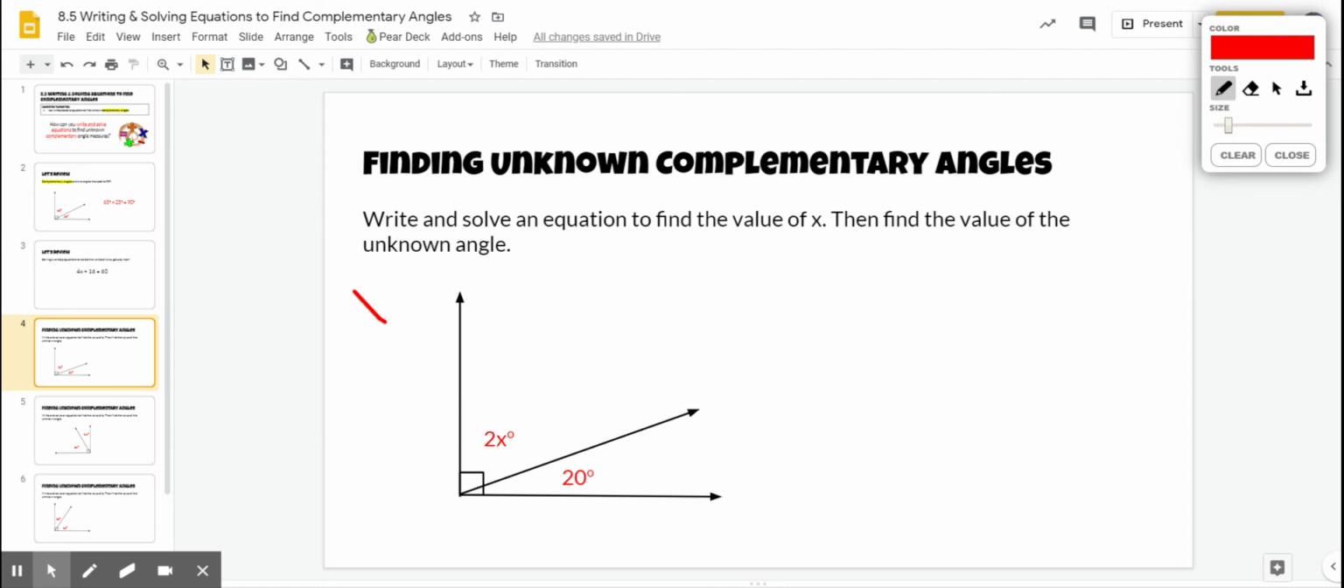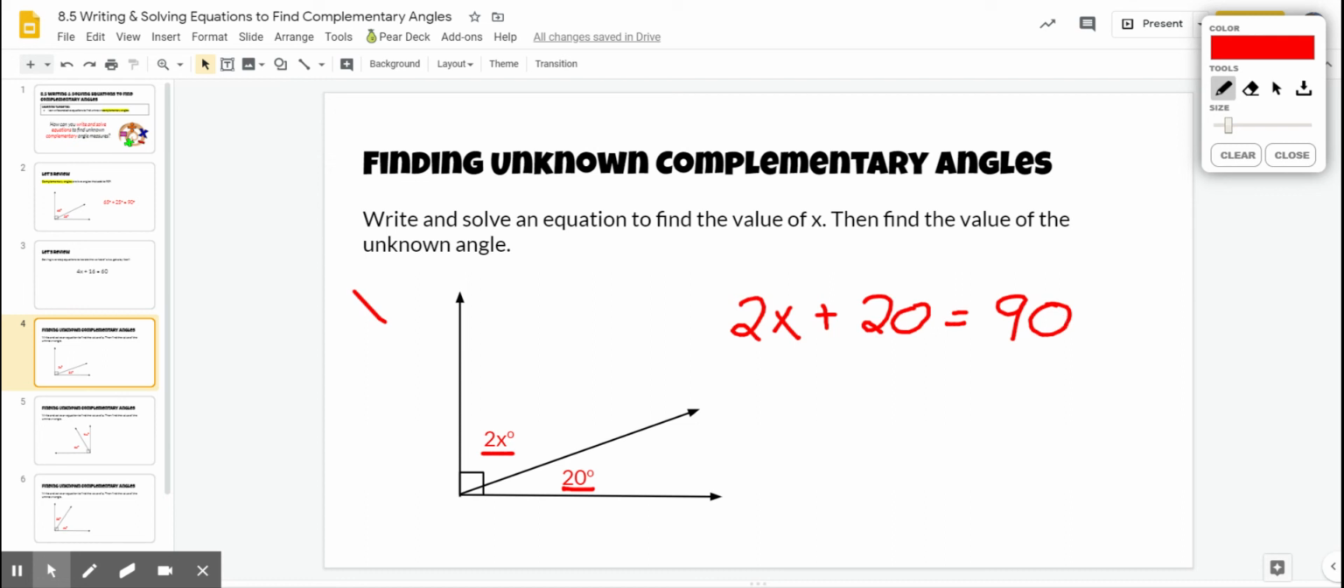So you can see in our diagram here that this angle measures 20 degrees. And this angle here, we don't know how much it measures, but it's represented by 2 times x. So I'm going to come over here and write an equation that shows their relationship. Well, I know that these angles are complementary, so I know that 2x plus the angle that measures 20 degrees is going to give me a total of 90 degrees. So that's the first step to write my equation.